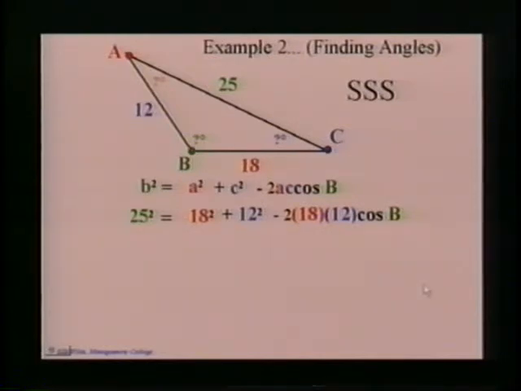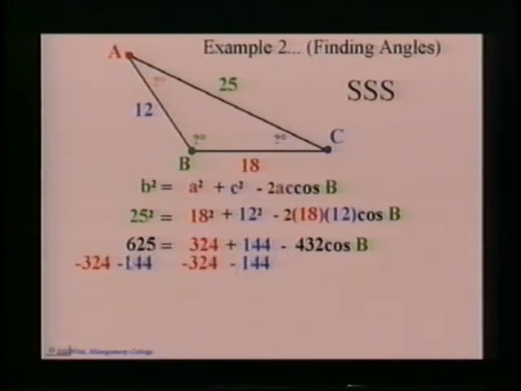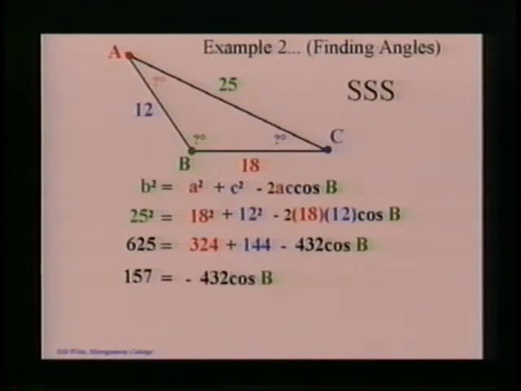This is just a little algebra, multiplying everything. 18 squared and 12 squared. Do a little multiplication for you there. 2 times 18 times 12. I know you all knew it was 432 right away. Okay, let's see. Let's subtract these from both sides, because I'm going to start getting cosine of b by itself. Okay, subtract that from both sides, and I'll get 157 is the minus 432 cosine b.